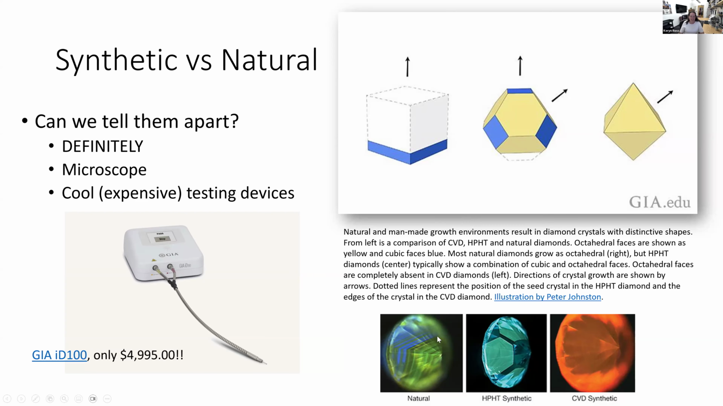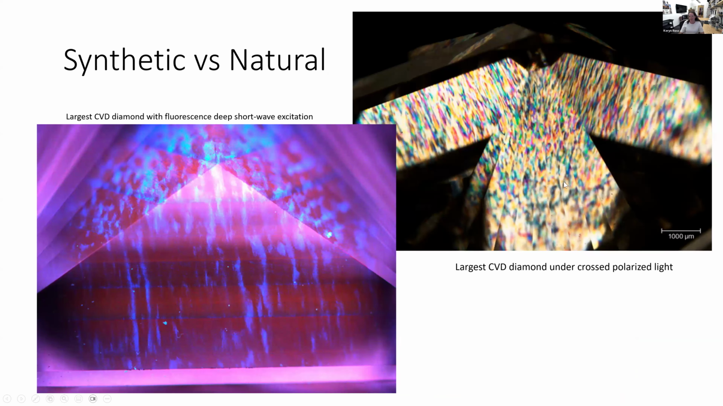So those are some of the ways we can tell. And here's just some pictures. There's some really interesting things that you can see with some diamonds. But this is all under microscopes with special deep fluorescence and stuff like that.